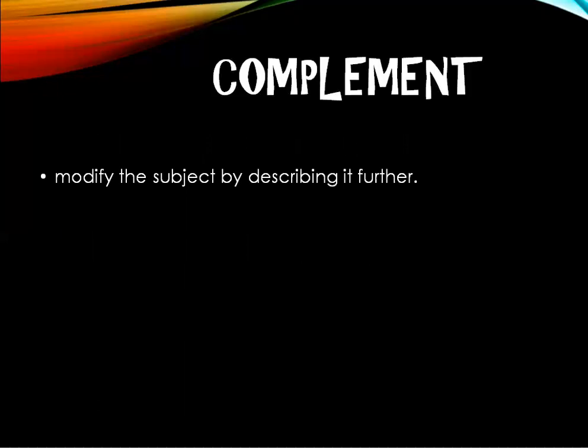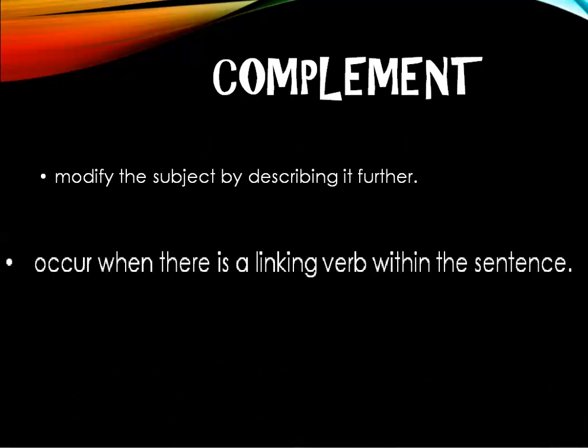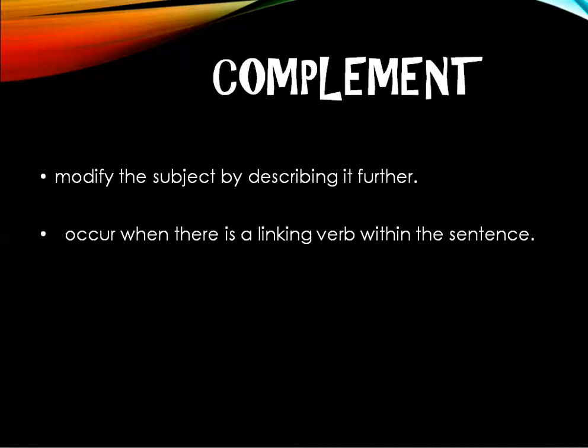Next, complement. Complement either renames or describes the subject. It identifies or describes the subject of the verb, and it is usually a noun, pronoun, or adjective. In predicates that use linking verbs rather than action verbs, items following the verbs are known as complements. Often, a linking verb is a form of the verb to be, means is, am, are, was, and were.